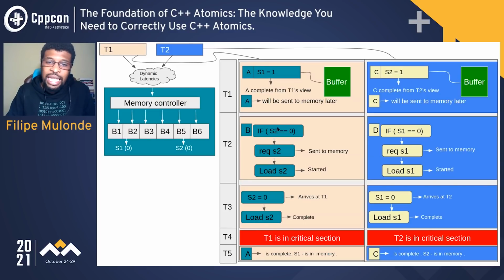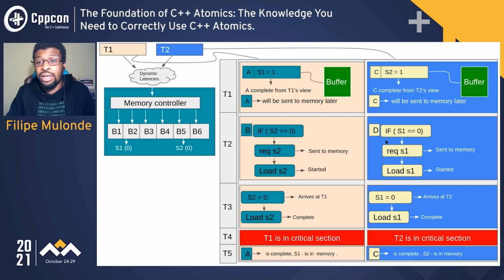At time 2, thread number 1 checks the flag of thread number 2 to see if thread number 2 is in the critical section. But while loading the flag of thread number 2, it's a cache miss, so you need to send a request to memory. And the same thing happens to thread number 2 with respect to the flag of thread number 1. At time 3, the request that thread number 1 sent to memory arrives, and the value of the flag of thread number 2 is 0.